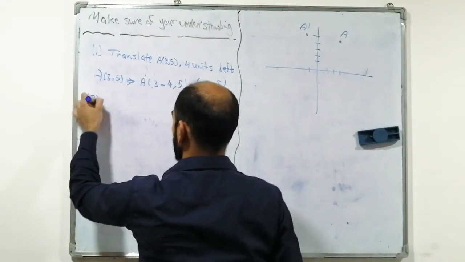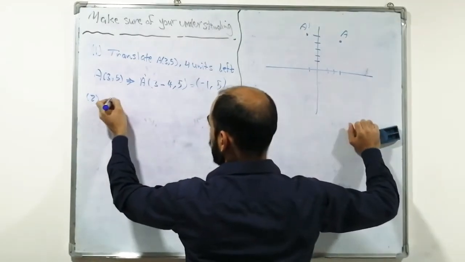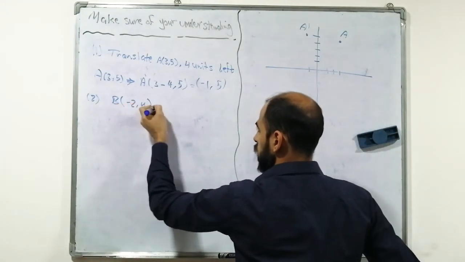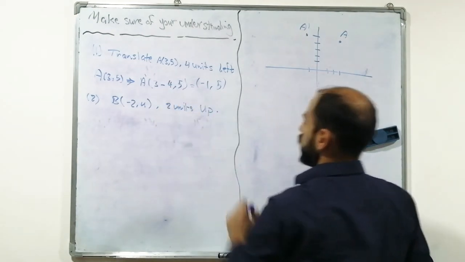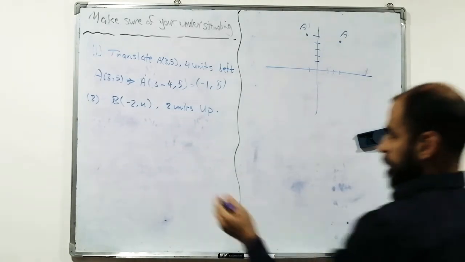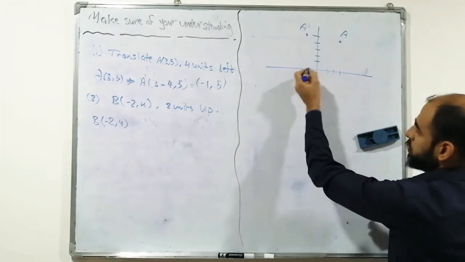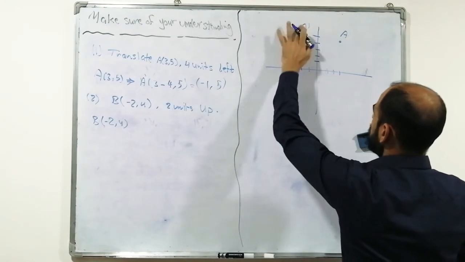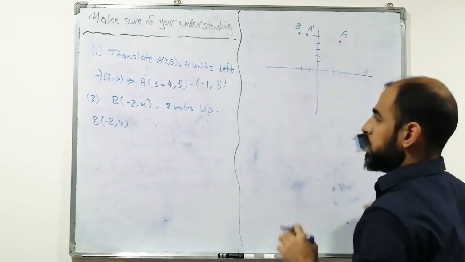The second question, also we have to determine the original point and its image. We have B, which is (minus 2, 4), translated 2 units upward. Determine the original point in the coordinate plane: minus 2, then 1, 2, 3, 4. This is the point B, translated 2 units upward.